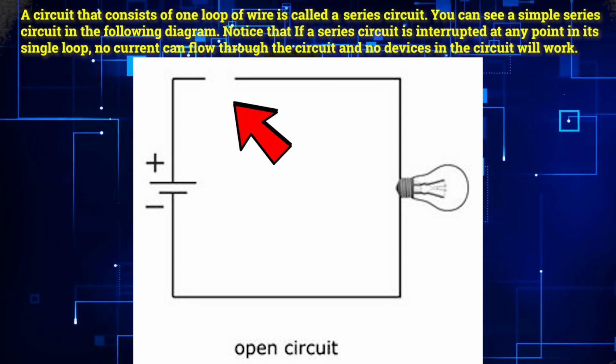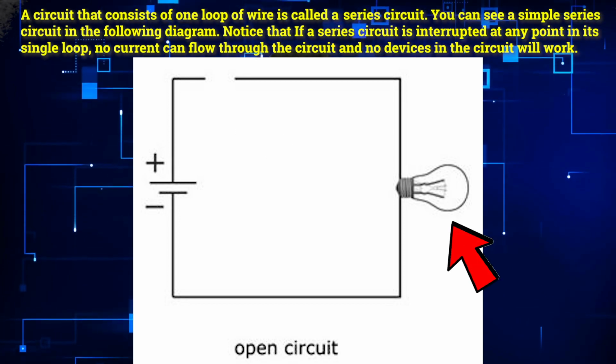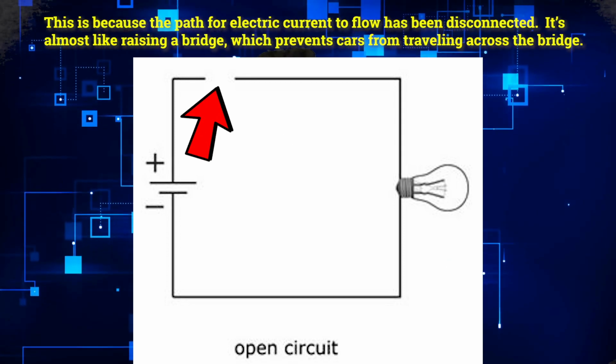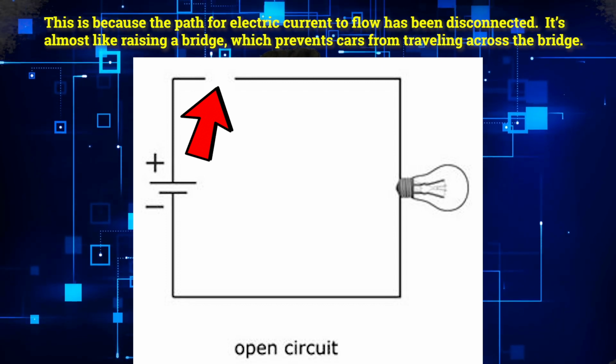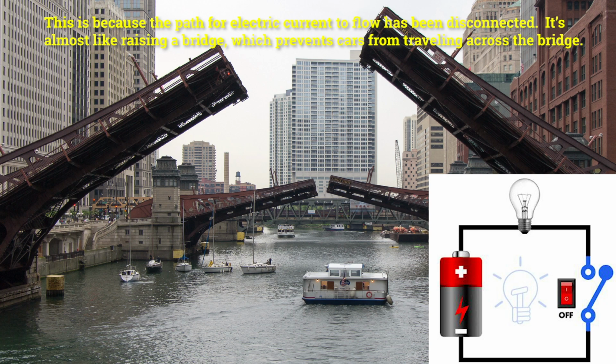Notice that if a series circuit is interrupted at any point in a single loop, no current can flow through the circuit and no devices in the circuit will work. This is because the path of electric current to flow has been disconnected. It's almost like raising a bridge, which prevents cars from traveling across that same bridge.